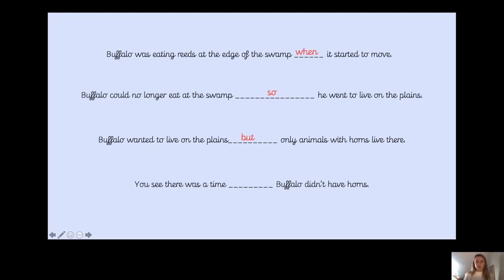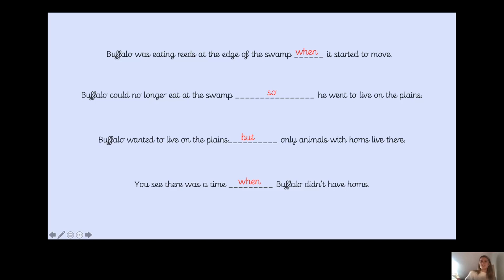So well done if you got that one. Now the next one you should definitely know because we've used this earlier on in the lesson. You see, there was a time Buffalo didn't have horns. Now which conjunction goes in there? Well, yes, it's when, isn't it? Because it's telling us about a time before he had horns.